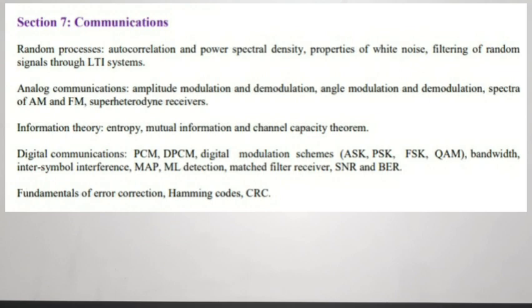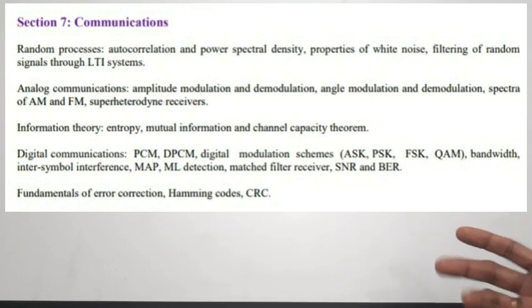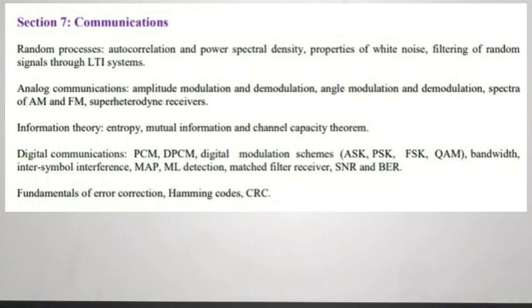Then moving on to the next subdivision, which is the digital communications area. You have to study PCM, pulse code modulation, DPCM, then digital modulation schemes, ASK, PSK, FSK, QAM, and their bandwidth, then ISI, inter-symbol interference, MAP, ML detection, matched filter, SNR, BER, bit error ratio. All those are very important. And also, you know that in communications, you cannot skip the codes. There are a lot of different codes. Here, they have given specifically two codes, that is Hamming codes and CRC. Okay, so fundamentals of error correction, meaning the codings or the codes. Hamming codes and CRC. Okay, so these are the topics they have included in the communication subject.